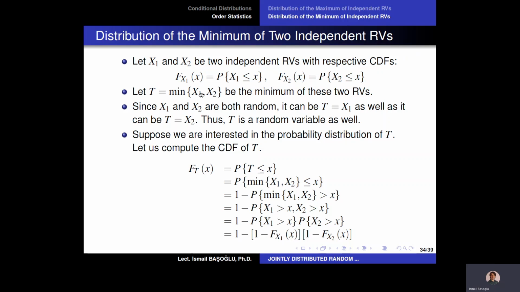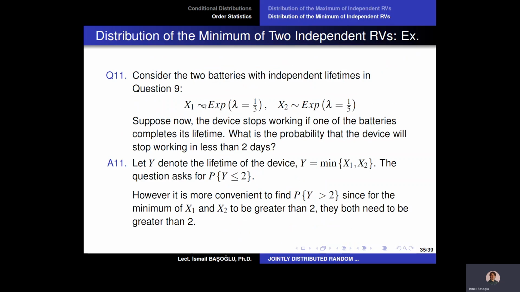Now let's practice this. If you remember question 9, we have two batteries with independent lifetimes. The first battery has an exponentially distributed lifetime with rate of 1/3.